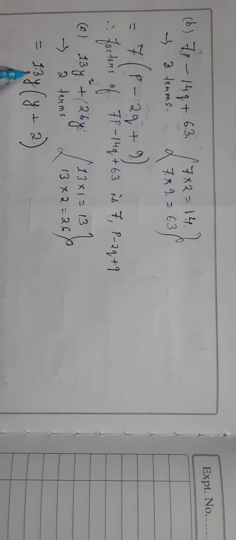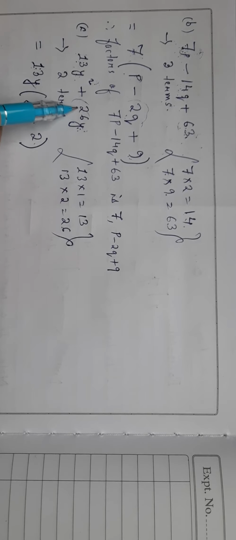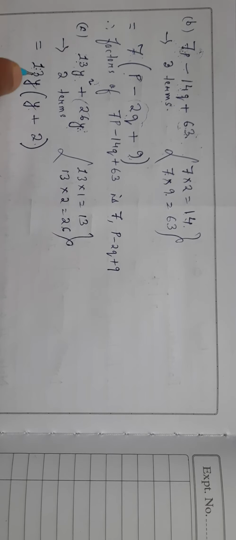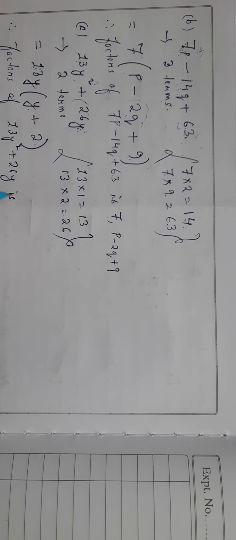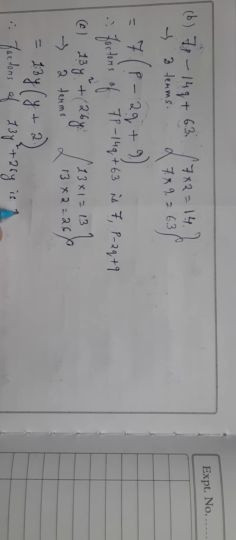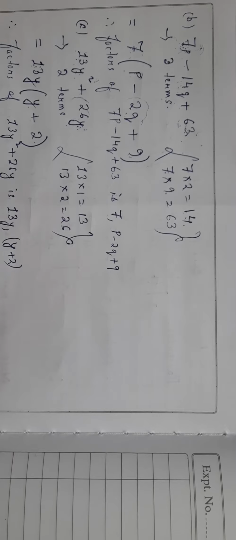And you can check your answer this way. When we multiply 13y into y, we get 13y square. When we multiply 13y into 2, we get plus 26y. Therefore, factors of 13y square plus 26y is 13y comma y plus 2.